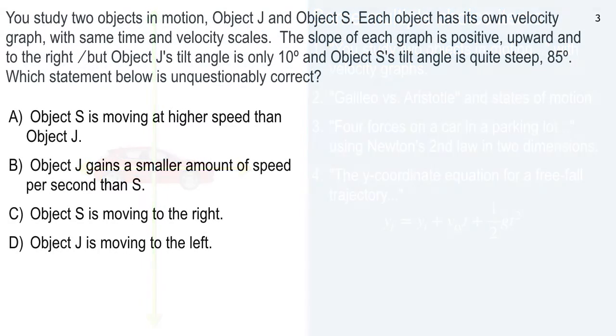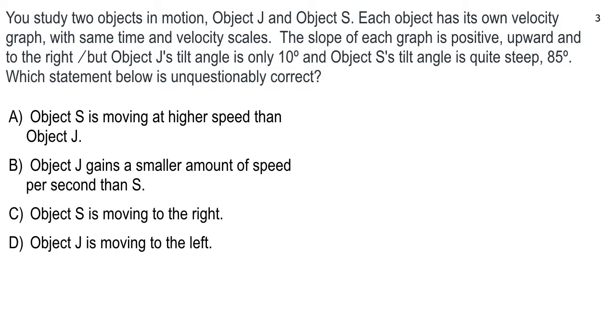Okay, the first one. You study two objects in motion, object J and object S. Each object has its own velocity graph with the same time and velocity scales. The slope of each graph is positive, in other words, upward and to the right. But object J's tilt angle is only 10 degrees, and object S's tilt angle is quite steep, 85 degrees. Which statement below is unquestionably correct?